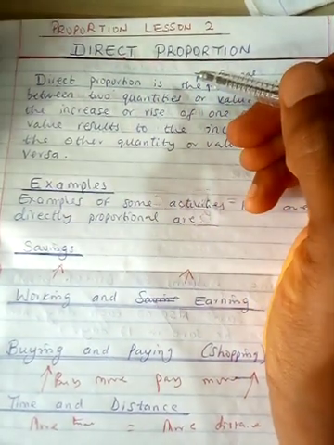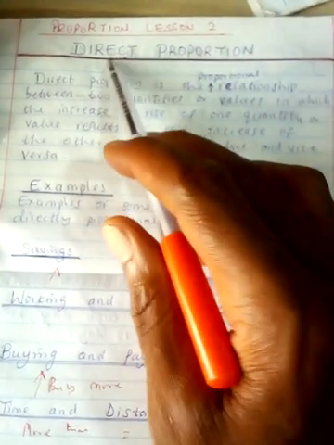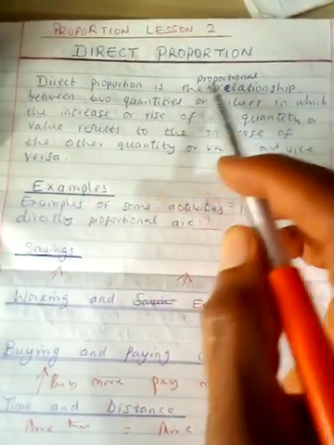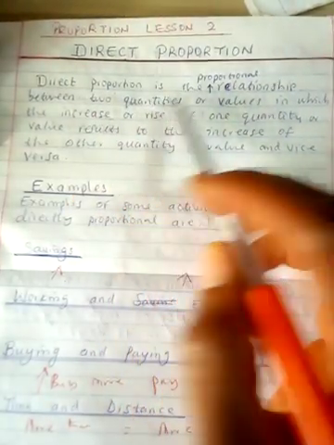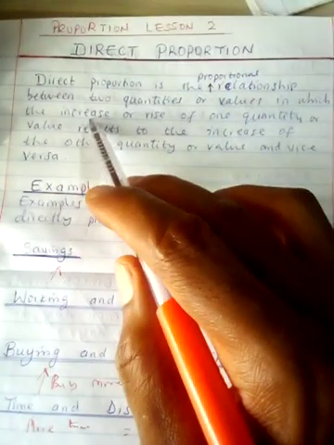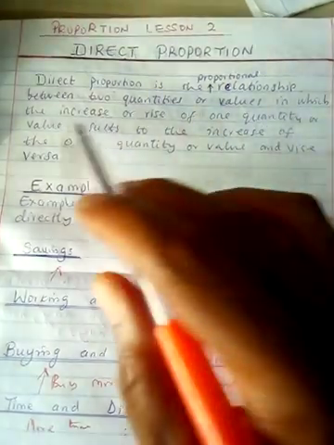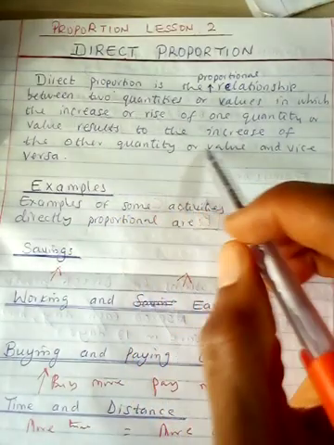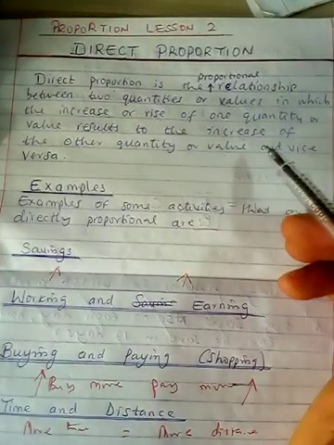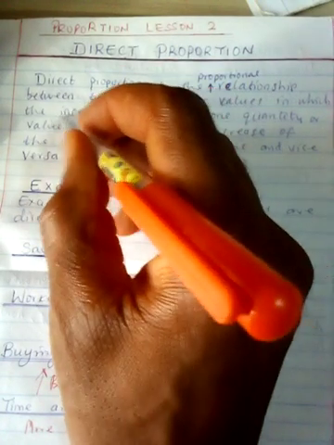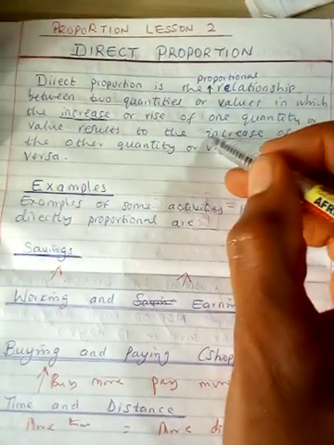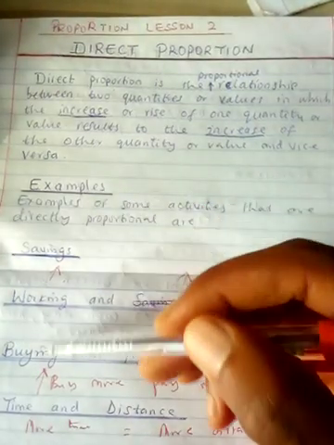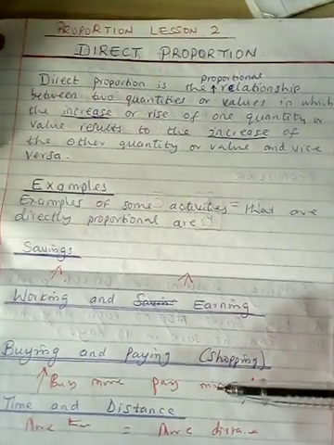So this is our second lesson on proportion, and in this lesson we are talking about direct proportion. Now, what is direct proportion? Direct proportion is the proportional relationship between two quantities or values in which the increase or rise of one quantity or value results in the increase of the other quantity or value and vice versa. Now, what this means is that while one value is increasing, the other value is also what? Increasing. So we can have examples in the following scenarios or life experiences.